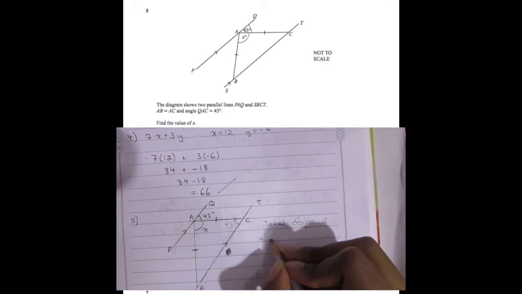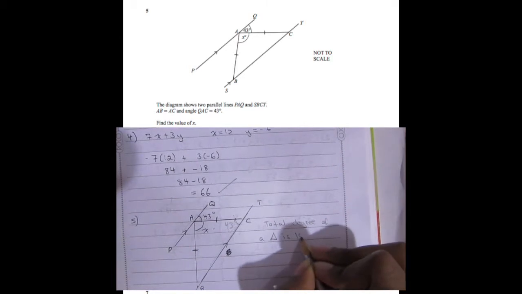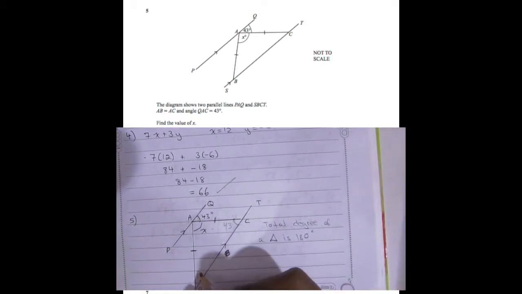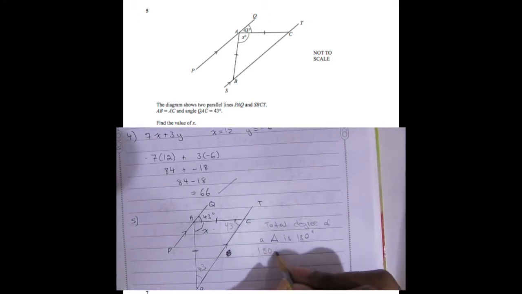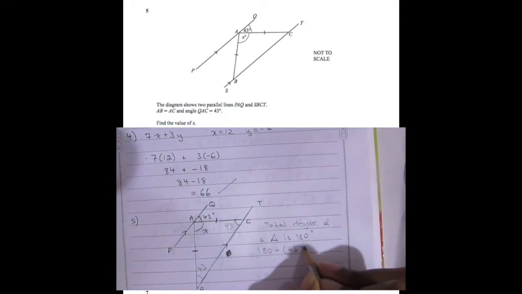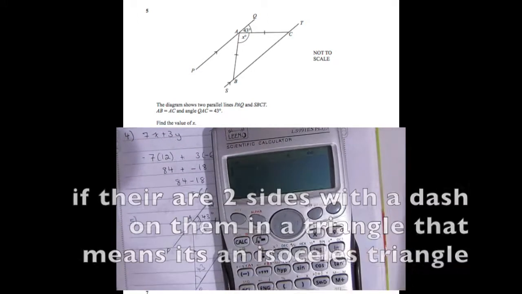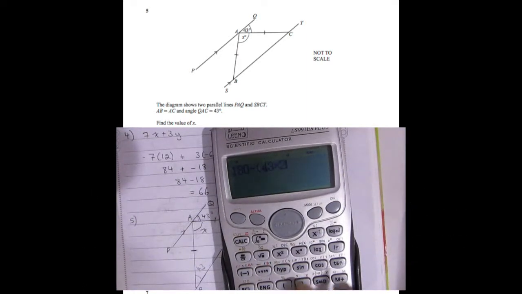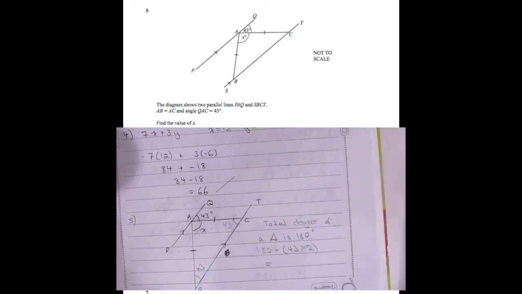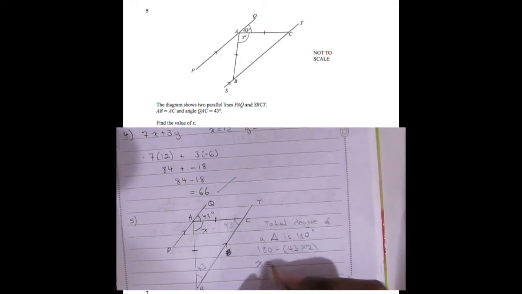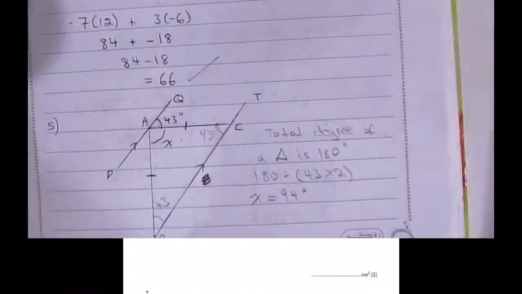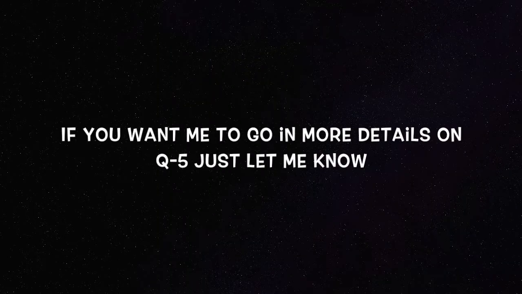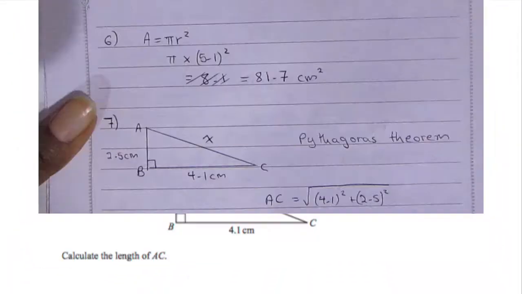And just to let you know, the total of the interior angles of a triangle should be 180 degrees. Now, when they place two of those dashed lines on line AC and AB, that means that the angles and the sides are equal. So one's 43 and the other is 43 as well. So 180 minus 43 plus 43, or you can just do 43 times 2, will give you x. And in this case, x would be 94 degrees. Of course, you can go back and re-listen to what I just said.